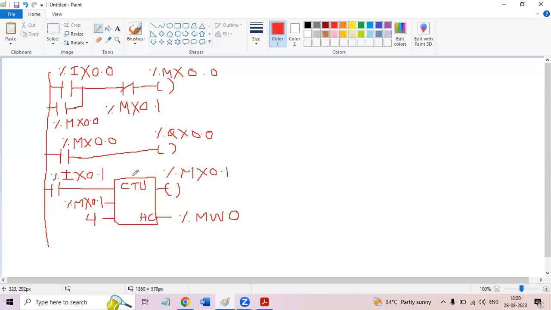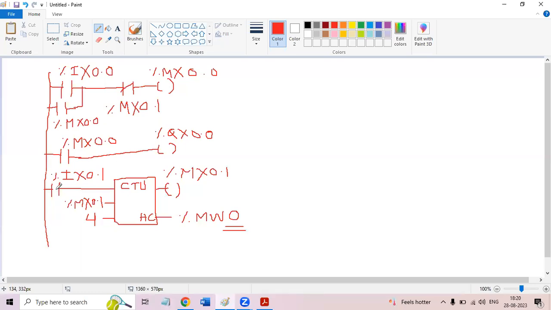So this is the logic. But I have given here percentage MW0. What will happen? When I press I0, output should get on, correct? When we press I0 again, output should get off. But suppose we are not going to operate I0, and directly I operate I1.